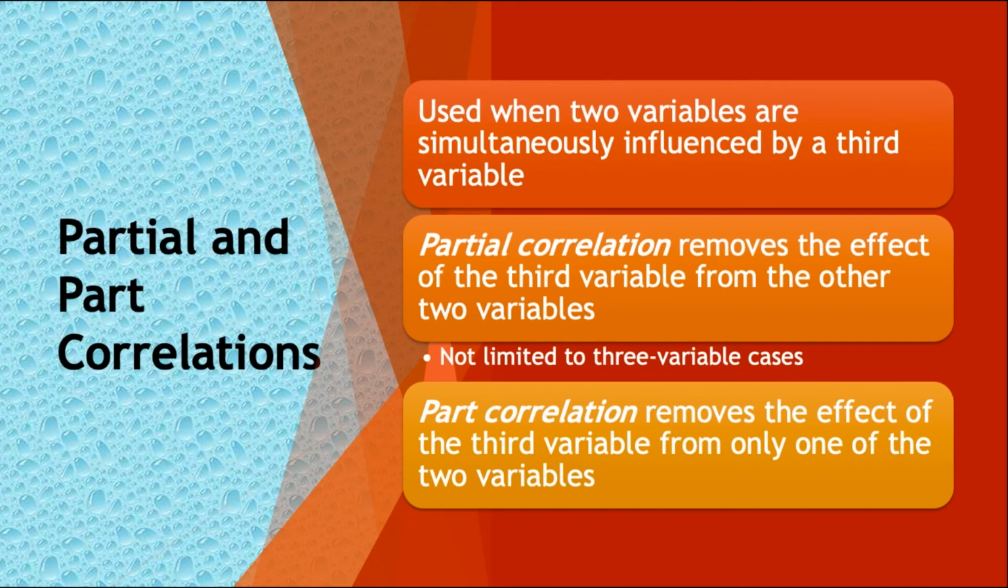And in some cases, you may want to examine the relationship between the two variables when the influence of the third is removed from only one of these variables. Part correlation, also known as semi-partial correlation, is used in this situation. Conceptually, part correlation is similar to partial correlation. As with partial correlation, the relationship between one variable such as SAT and the variable to be removed such as PE is determined and residual scores are calculated.